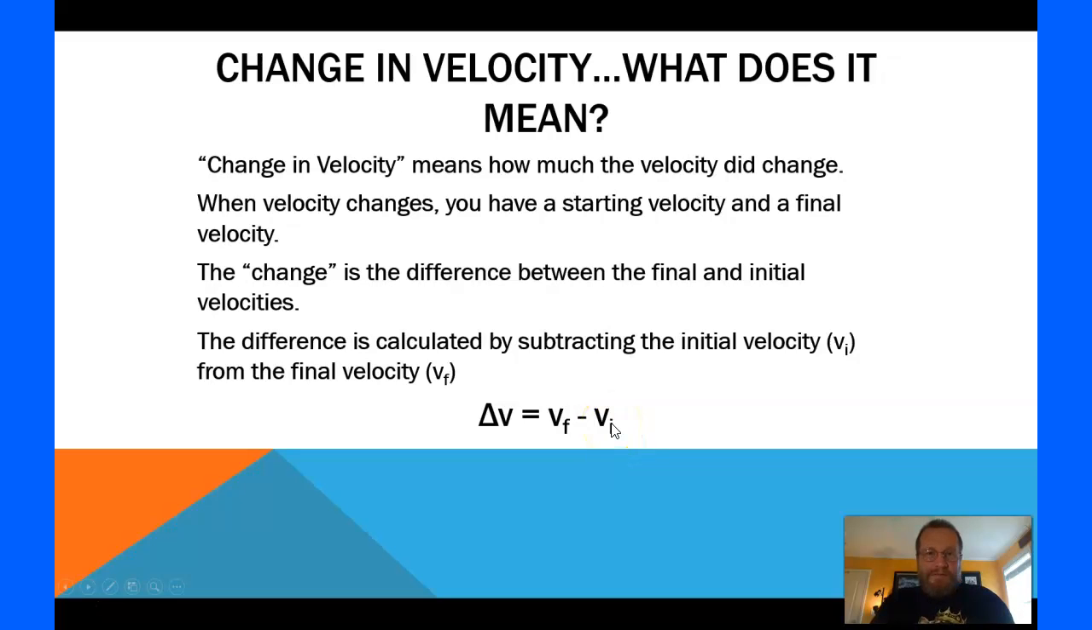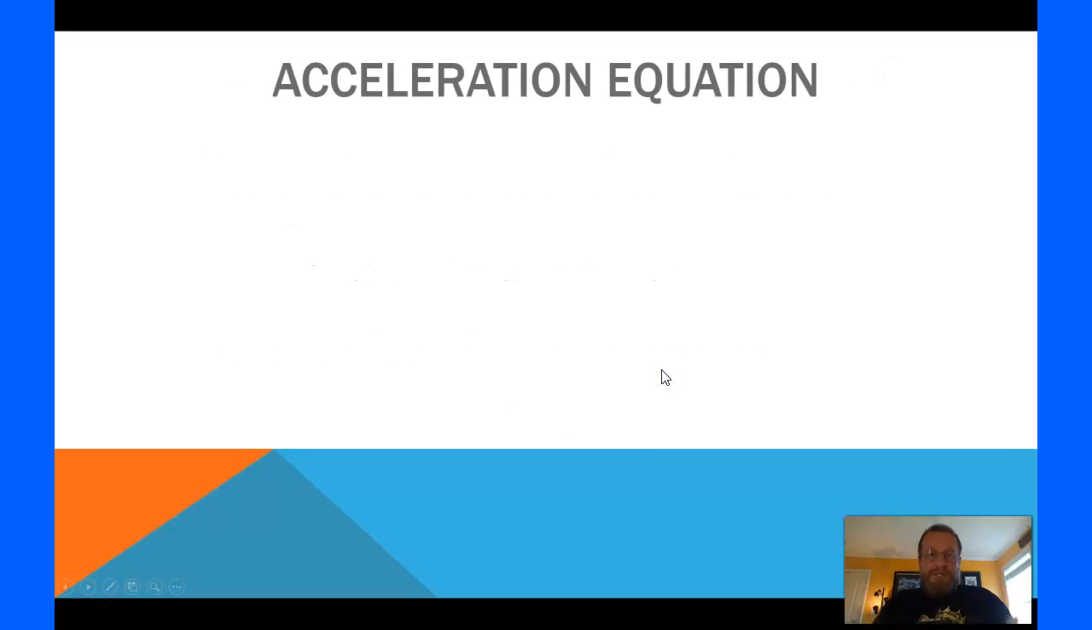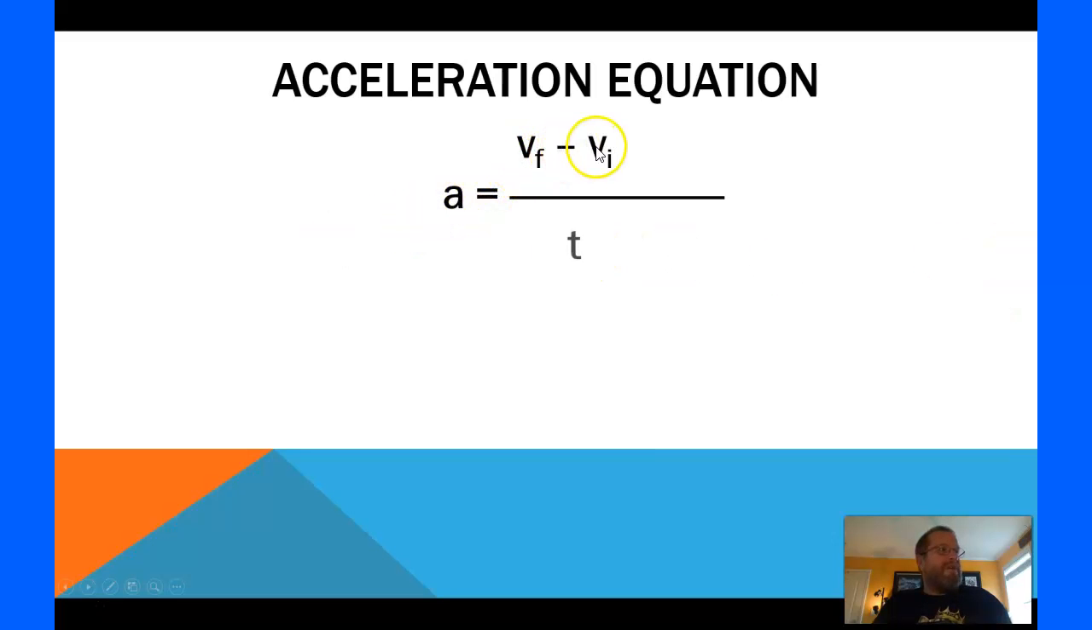Remember that. Okay. So now I write down the acceleration equation. Now I want you to write it down with the letters. a is going to equal vf minus vi divided by t, because delta v is vf minus vi.